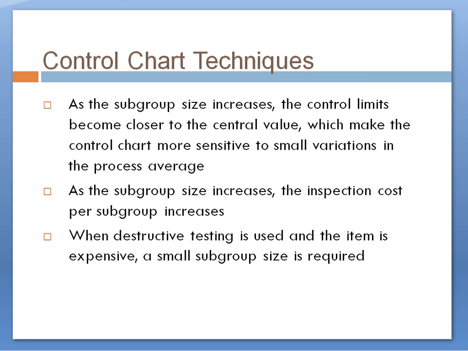We work with subgroups in control charts. It means a group of data that is going to be part of a subgroup. If the subgroup size increases, the inspection cost per subgroup also increases, and this is the disadvantage of having a big sample size. Also, if you're using destructive testing and the item is expensive, you should use a small subgroup size so you're not wasting a lot of money.